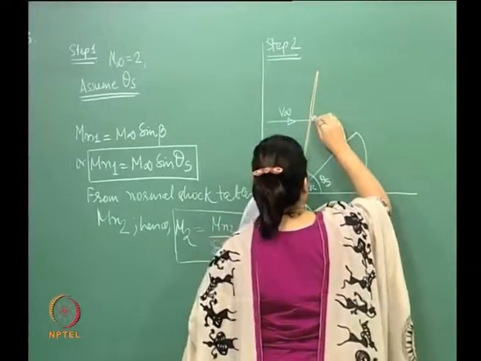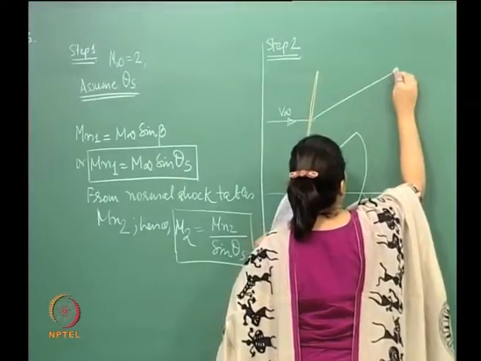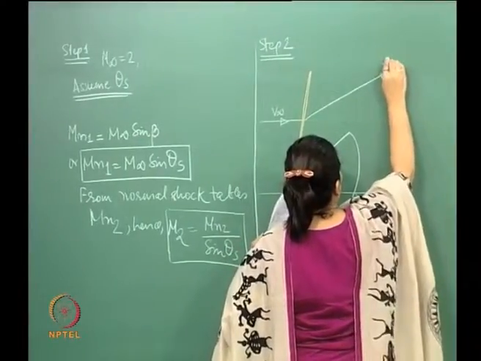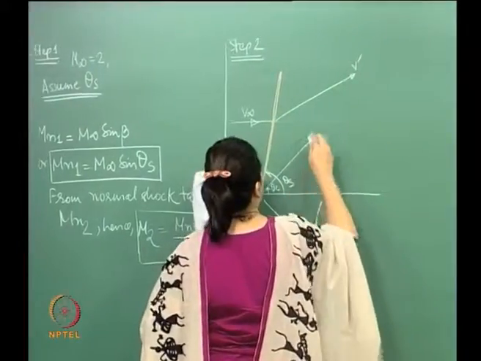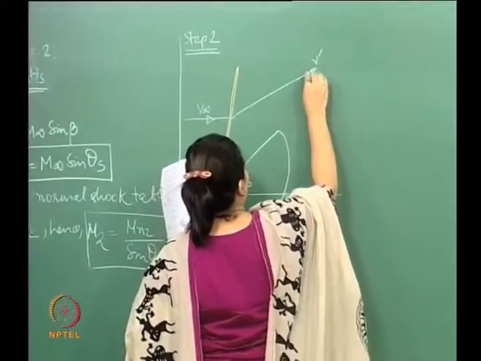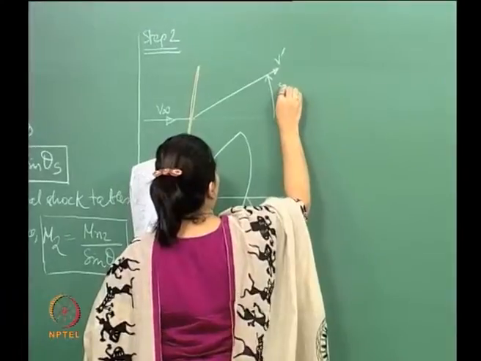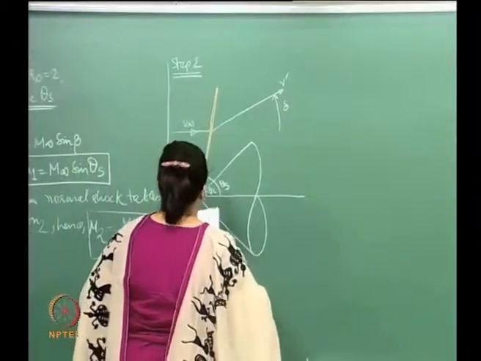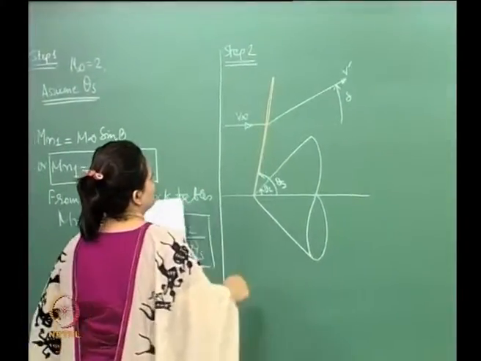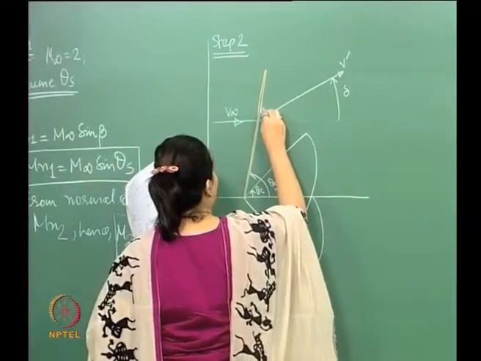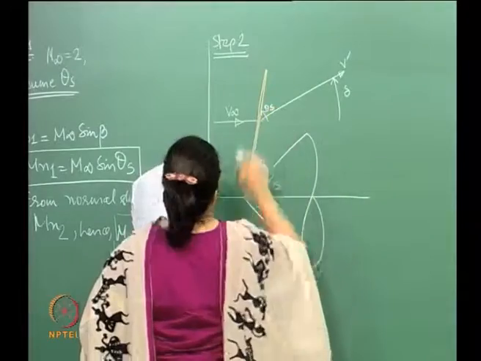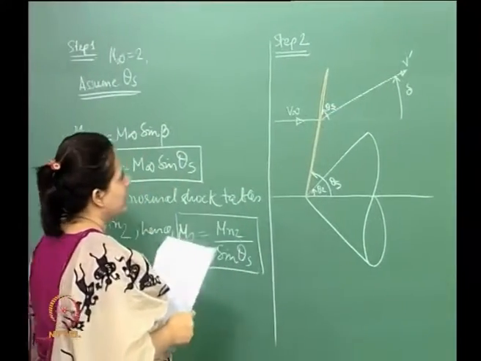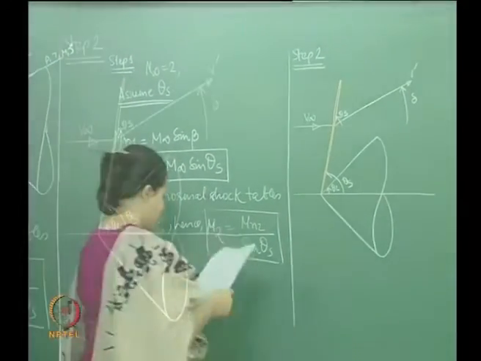And that is deflected, let us call it that, and this angle of course is delta, right. This angle is delta and this angle is theta s. This angle is theta s.